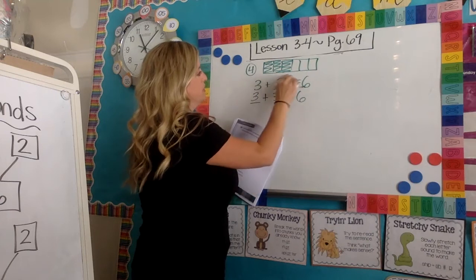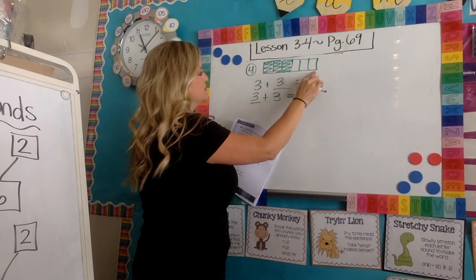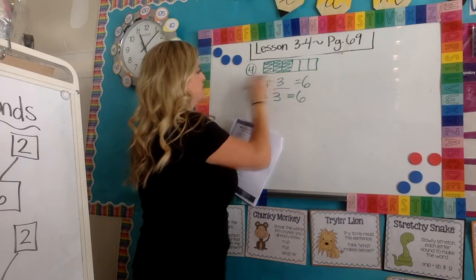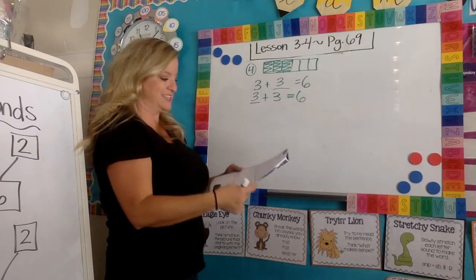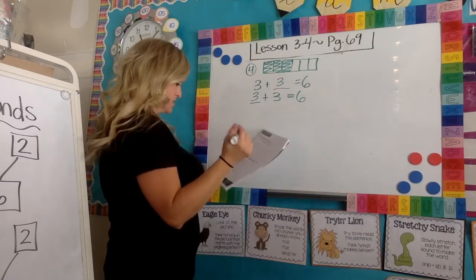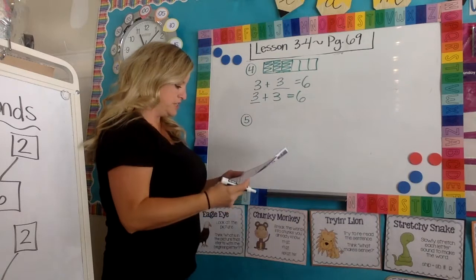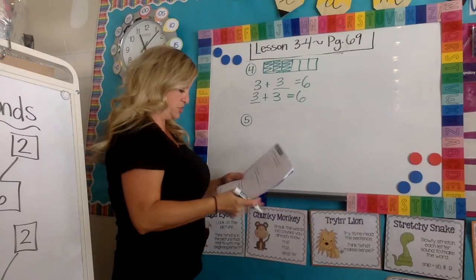Okay. 3, 4, 5, 6. 3 plus 3 equals 6. That is a double stacked. Now I'm doing problem number 5. Complete the number bond. Write 2 addition equations.